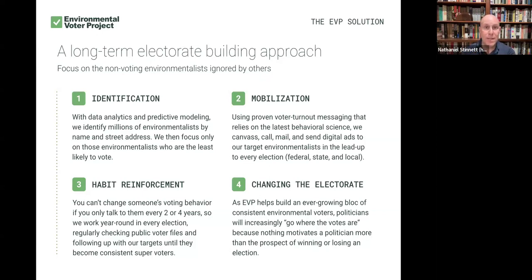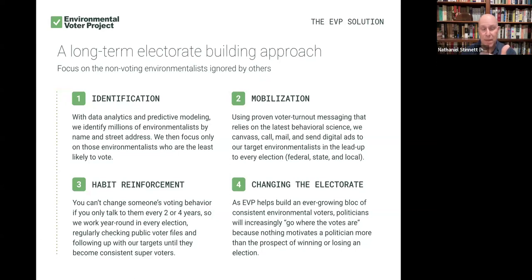Then we don't need fancy data scientists to tell us which of those environmentalists are unlikely to vote. That's public record. Whether you vote or not is public record. So then we cross-reference these environmentalists with their public voting histories, and now we've isolated a group of people who we know care deeply about climate and the environment, yet are unlikely to vote.